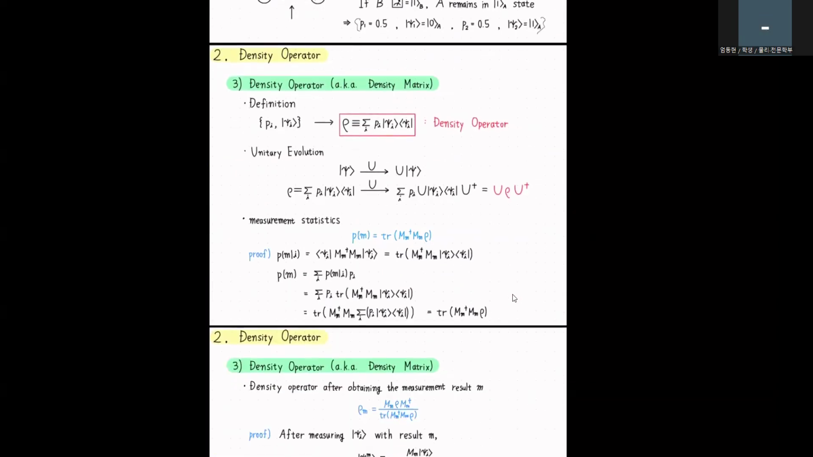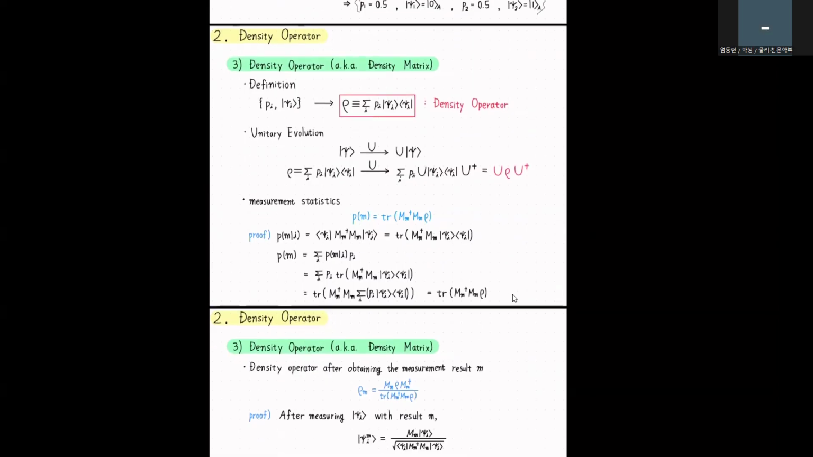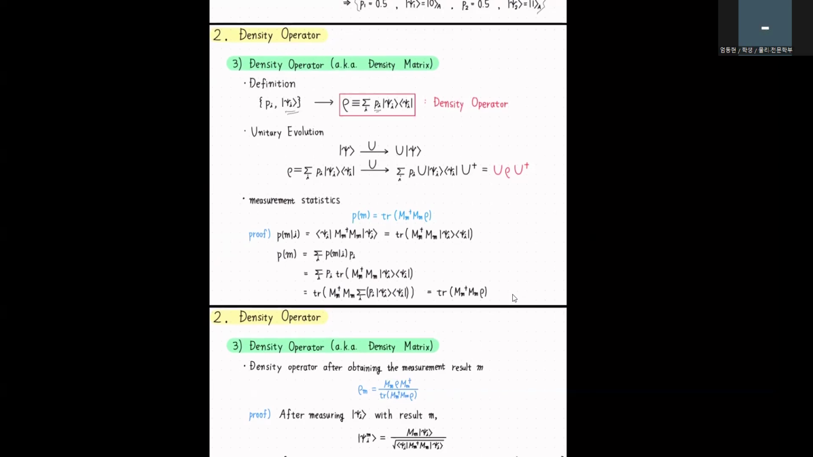So in order to represent this more clearly or in a more coherent fashion, we're going to define something that's called a density operator or a density matrix. So let's take our ensemble and simply define different projectors of each of the states here, and then weight them by the probability here to get what's called a density operator.